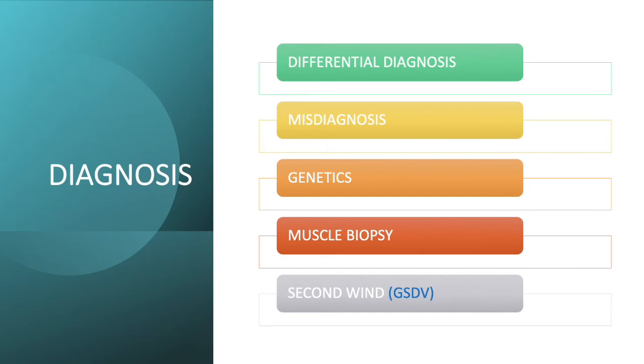and talk about the different pathologic variants for each of the GSDs. Muscle biopsy certainly is or can be used as a diagnostic tool, particularly where variants of unknown significance are found. And then lastly, in GSD5, second wind also can be a diagnostic tool.